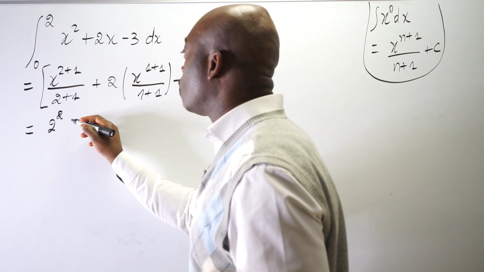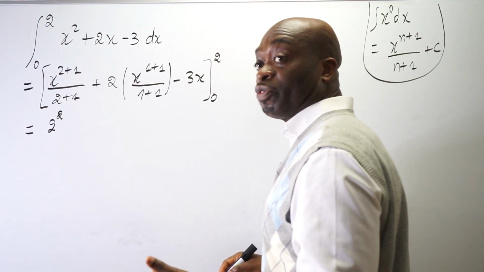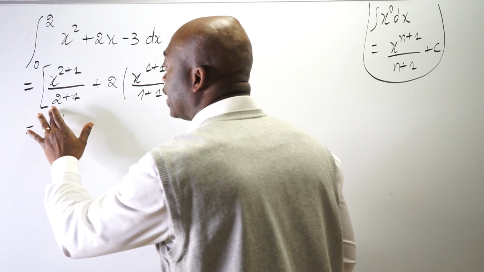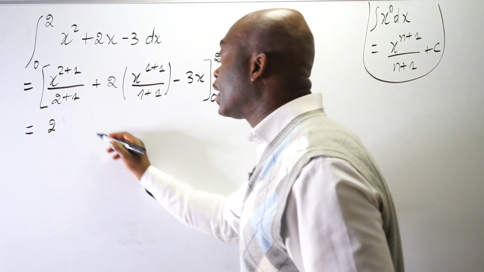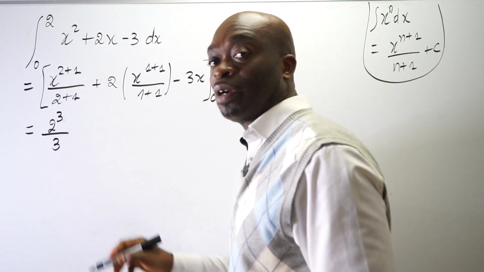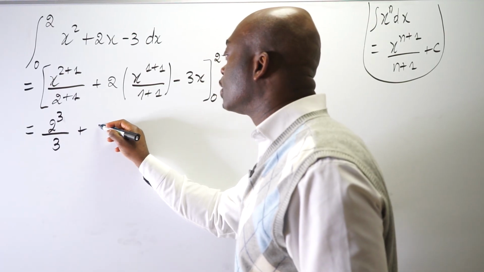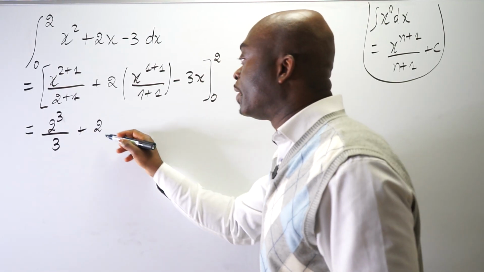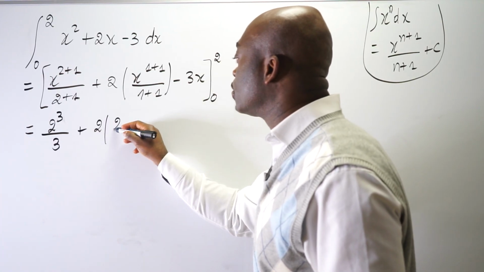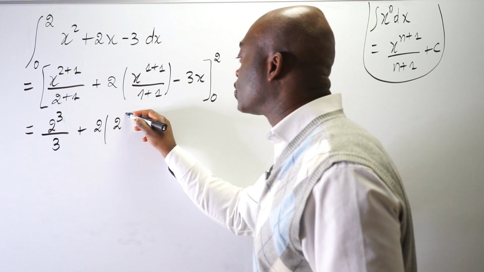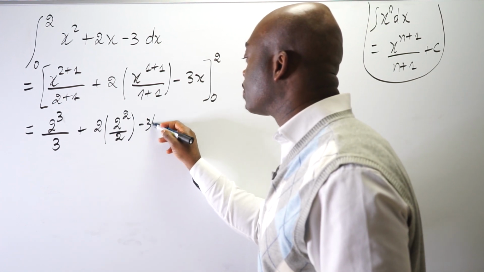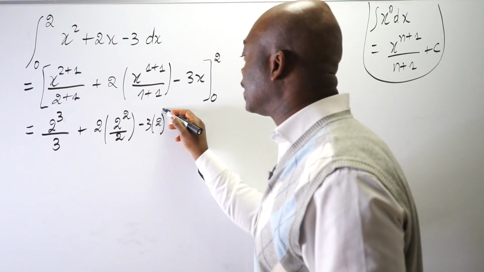So that would then be 2 to the power 2 plus 1, which is already 3. So we can already account for that. Instead of having 2 again, we can just put 3, because we know 2 plus 1 is 3. And then 3 at the bottom over here as well. Then plus 2, and then this one also is going to be 2 to the power 2, because 1 plus 1 is 2 on the top, and then 2 at the bottom. Then minus 3 times 2.